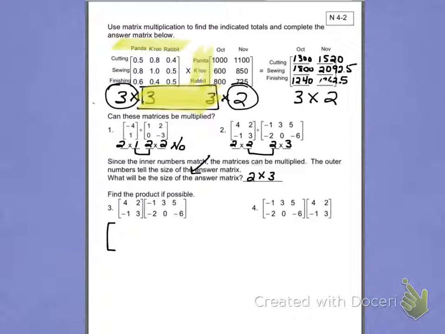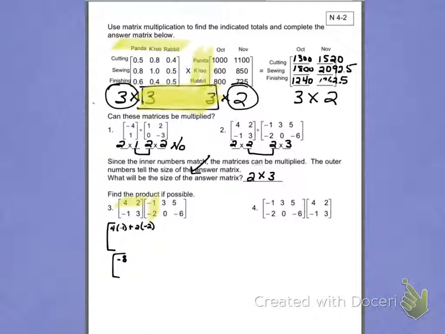So remember, the first thing we do is multiply the first row times the first column. So you have 4 times negative 1 plus 2 times negative 2. And so in our answer matrix here, that's going to be negative 4 plus negative 4, which is negative 8.